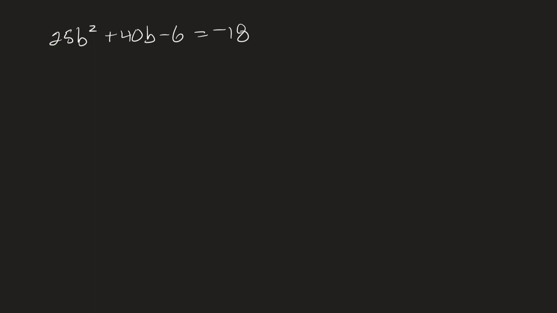again, it's a quadratic, so it's of that right form, but in this case it'd have to be a b squared, b, and a number. This time I have two numbers, so if it's a quadratic, I want to make it equal to 0, so let's add 18 to this side, and I'll add 18 to this side. So I have 25b squared plus 40b, negative 6 plus 18, I think, is positive 12.